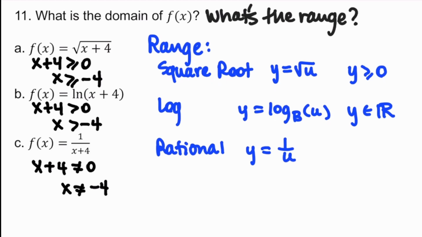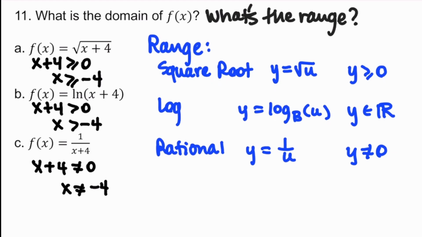And for rational y equals 1 over u, y just can't equal 0. Because if we take 1 and divide it by any number, we can get all sorts of stuff, we just can't get 0. The only way we could get 0 out of a fraction is if the numerator is 0 and the denominator is non-zero. And since these functions are relatively simple, just the square root of something, the log of something, and 1 over something, really the excitement's on the inside of these functions.